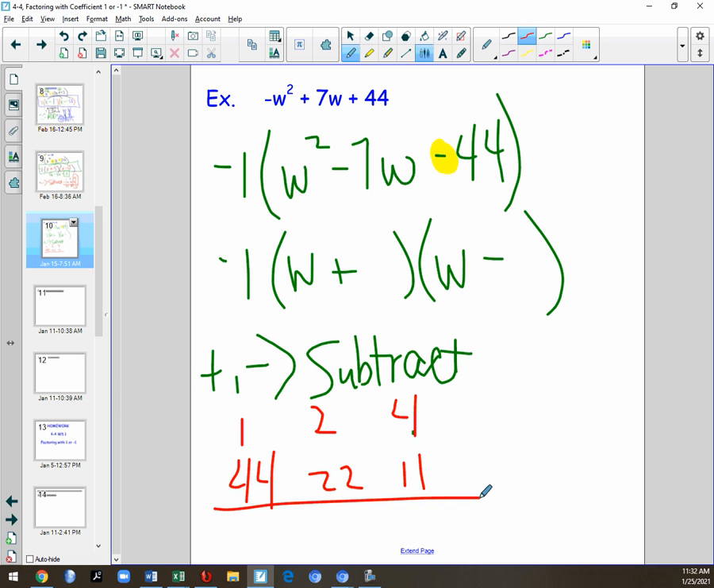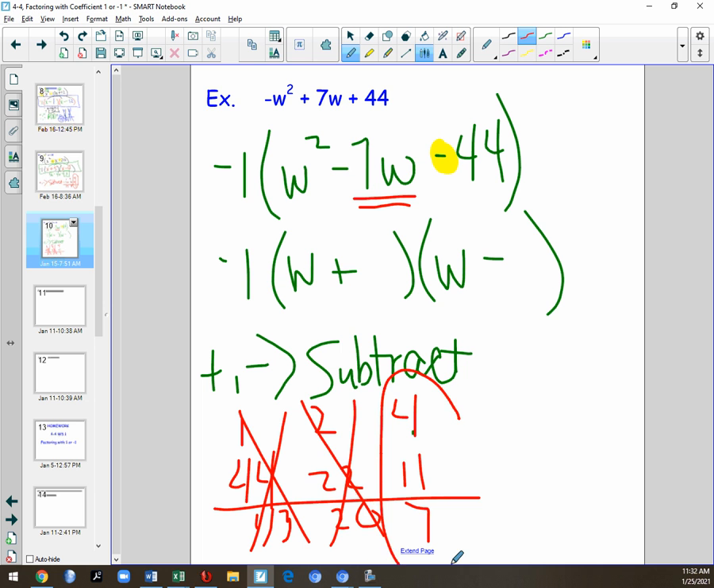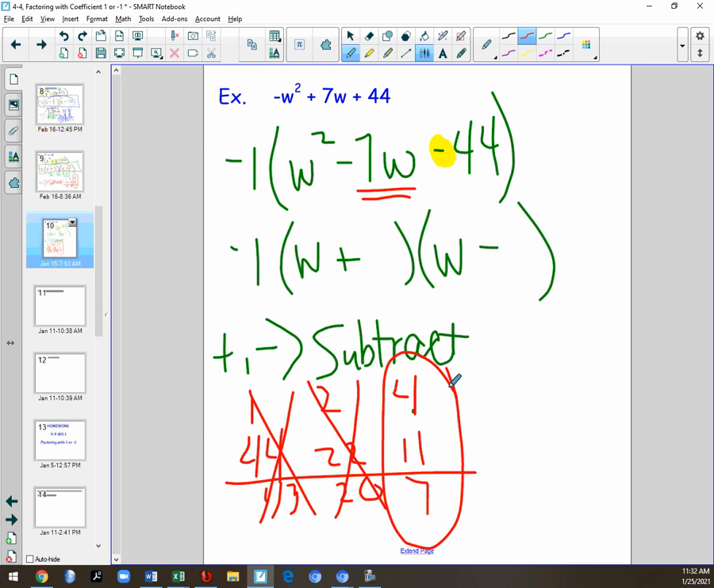Now, if I'm subtracting, I have to get over this middle term. So 11, 22, and 44 are bigger than 7, so I'm going to simply subtract. 11 minus 4 gives me a 7, this gives me a 20, and this gives me a 43. These do not work. The only ones that are going to work are 4 and 11.